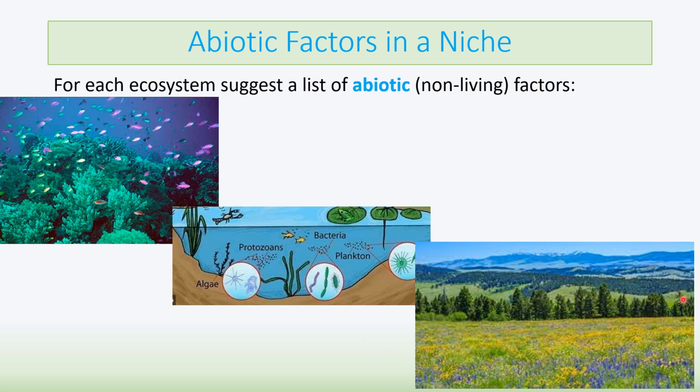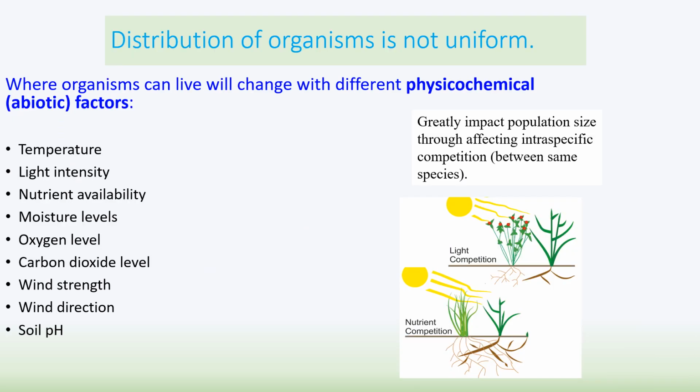And even on any landscape, so up a mountain, you might need to suggest why the changes are there, obviously due to difference in temperature, possibly due to differences in insulation. So again, I'm not going to go through these, but there's some abiotic factors for you. Again, they greatly impact population size because they'll affect the competition.